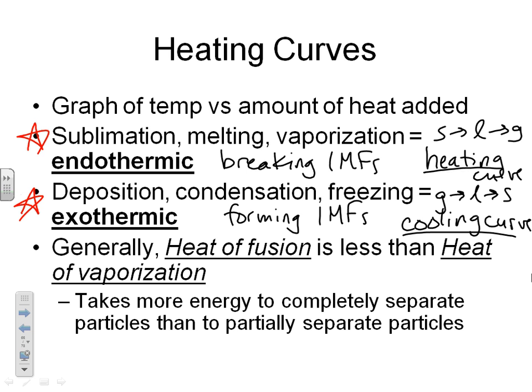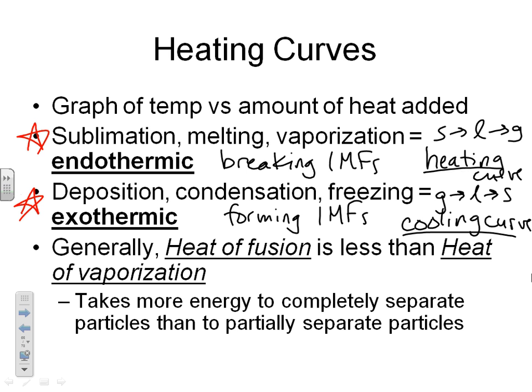Now, our two constants, heat of fusion and heat of vaporization. How much energy is needed to melt a solid? How much energy is needed to boil a liquid? Heat of fusion is typically less for all substances than their heat of vaporization. The heat of fusion for water is 334 joules per gram. The heat of vaporization for water is 2,260 joules per gram. So almost 7 times larger.